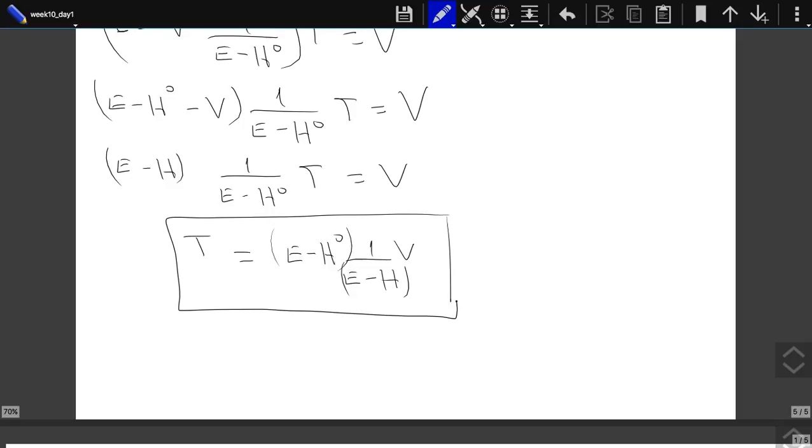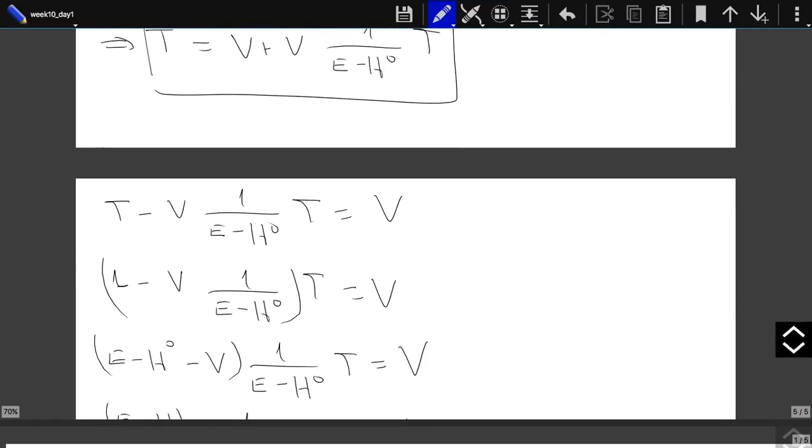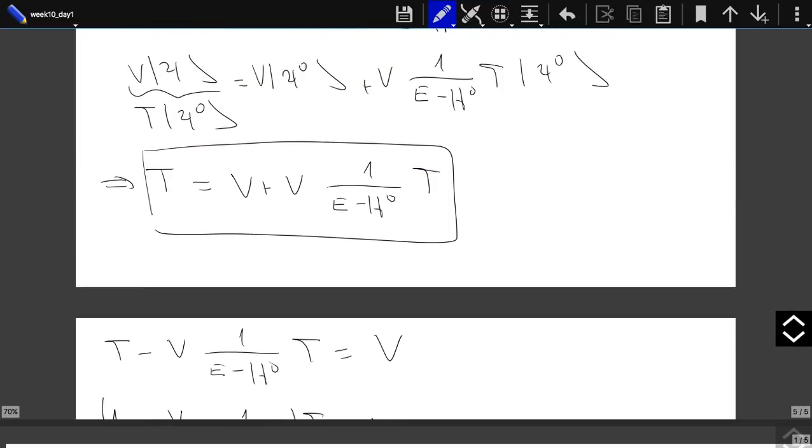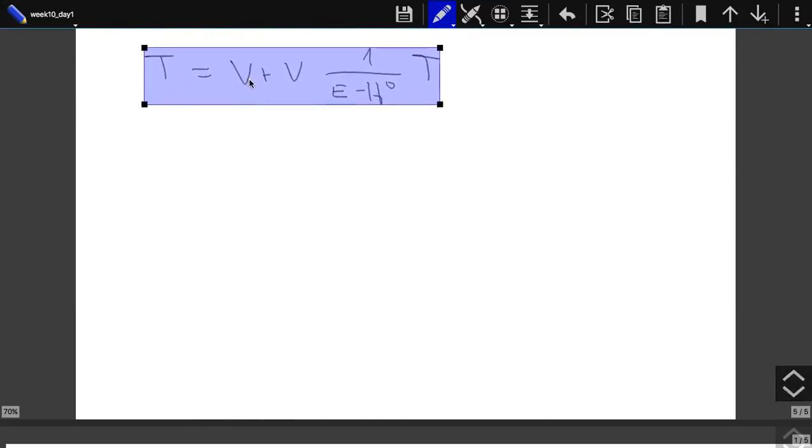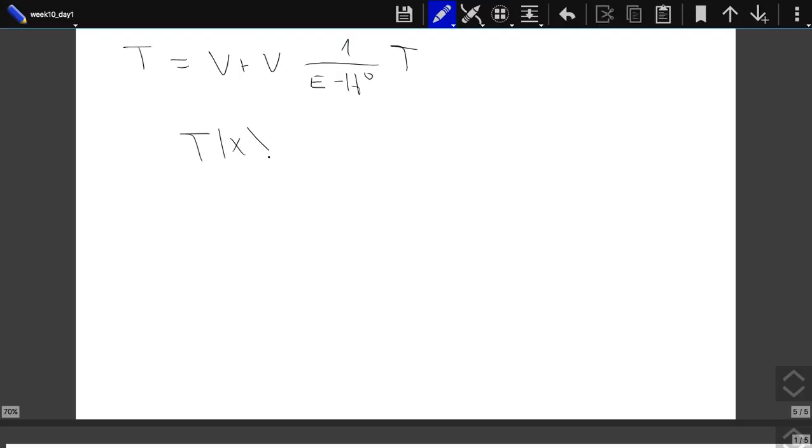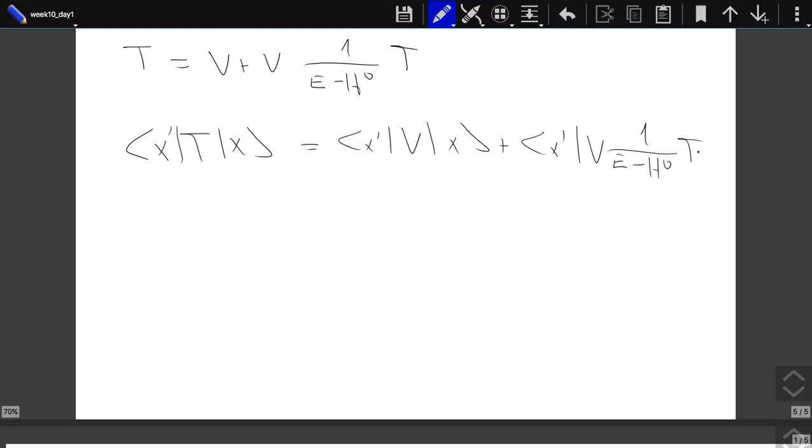Now let's calculate this T for, let's say, our Dirac delta potential. Well, it will be easier to go back to this expression over here. Solve the equation. And let's try to calculate this matrix element. This should be equal to the matrix element of V, plus x prime V 1 over E minus H0 T x.